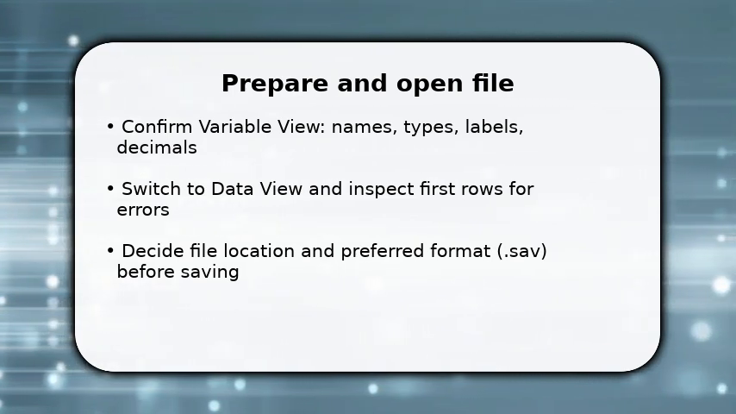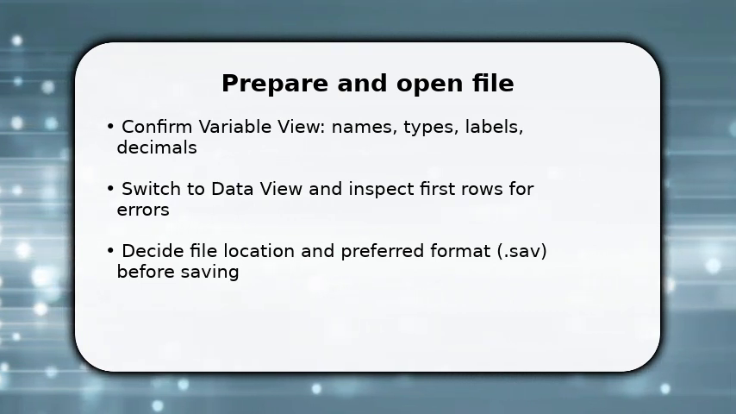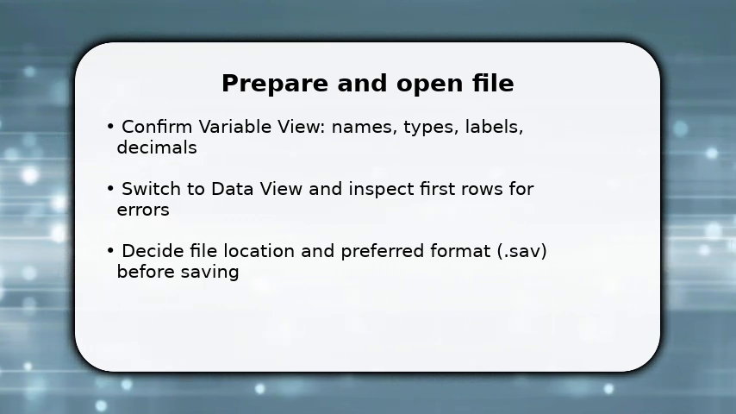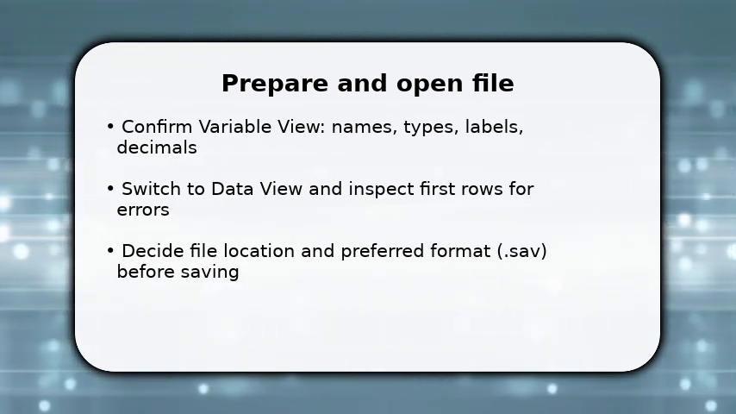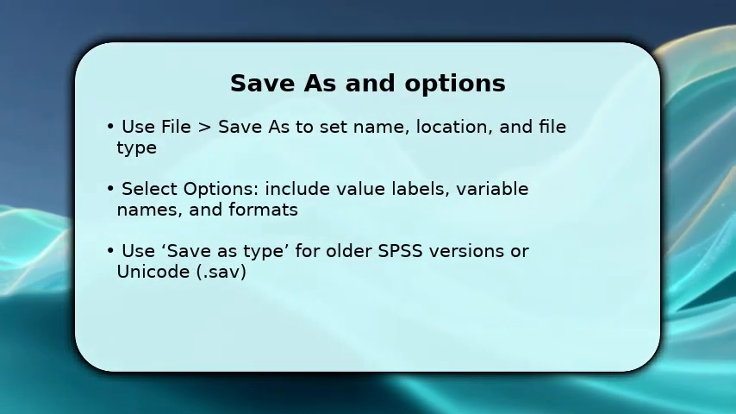Make sure to choose a folder with backups available and note the desired file name and SAV extension. Save immediately using File Save or Save As to create the working SAV file. Now you'll perform the detailed save. Choose File Save As and pick the precise file name and folder.